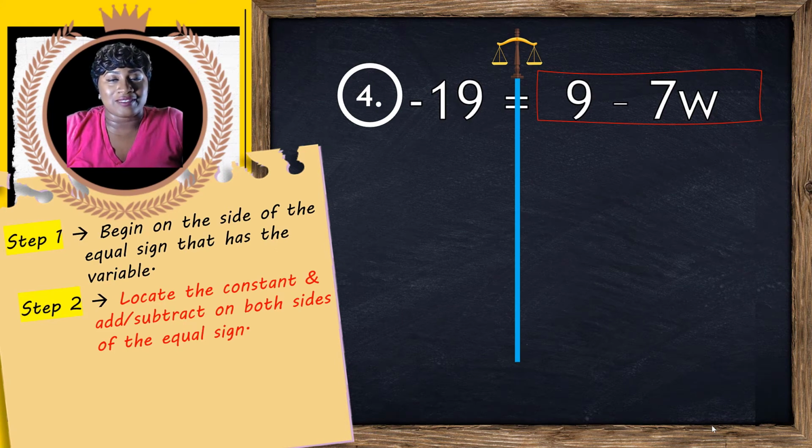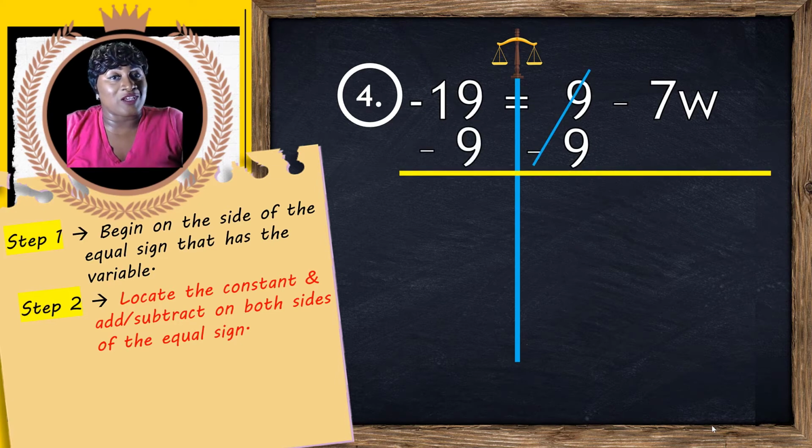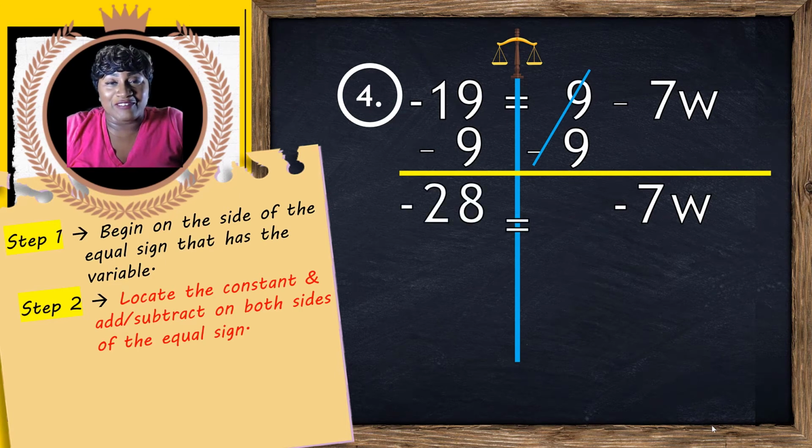Here our constant is 9. 9 is the number that stands alone. Since 9 is positive, we will do the opposite of positive 9, which is negative 9. That negative 9 will allow us to subtract 9 from both sides of the equal sign. This leaves us with negative 7w equals negative 28.